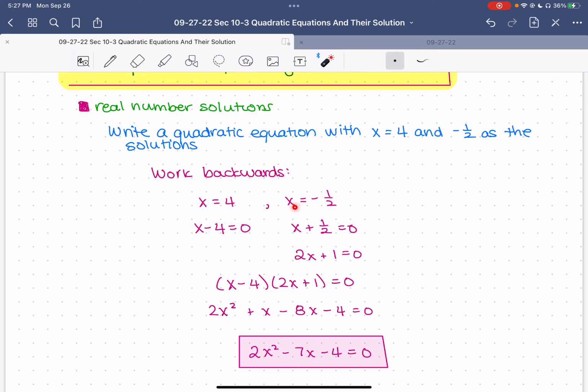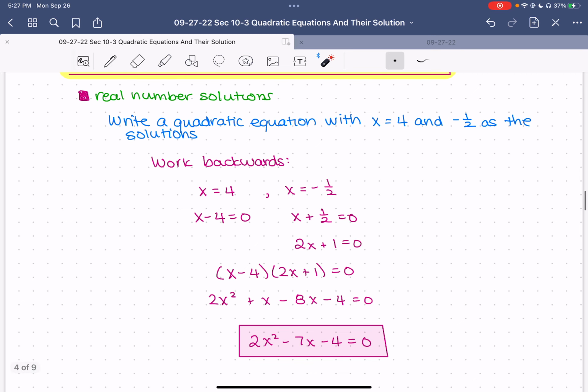Make each one of these equations then equal 0. And if you have something like this one where you got fractions, multiply both sides by the denominator so that you can have just integers. And then these are your factors, x minus 4 and 2x plus 1. And then if you multiply these together, you get this answer. So you're really working backwards. So I'll let you chew on that.